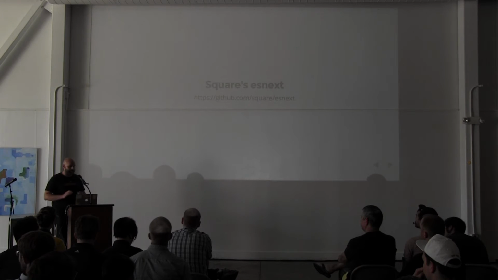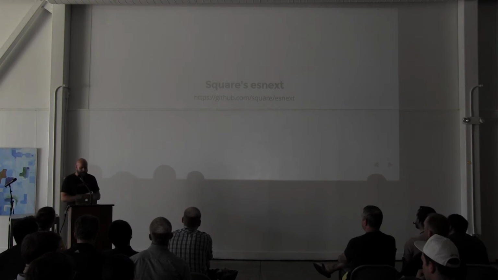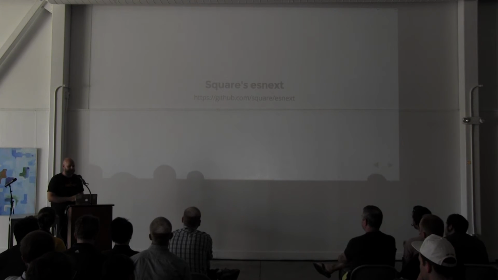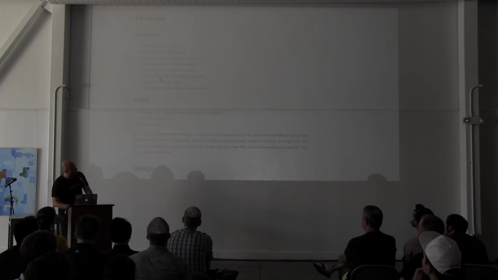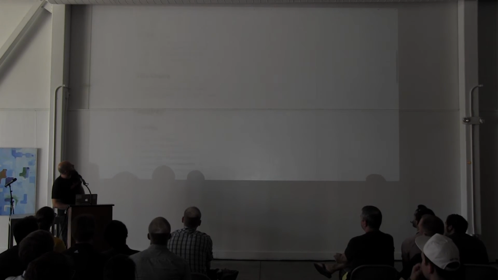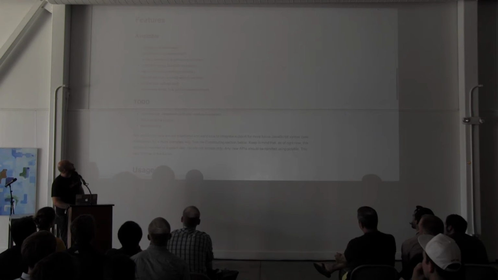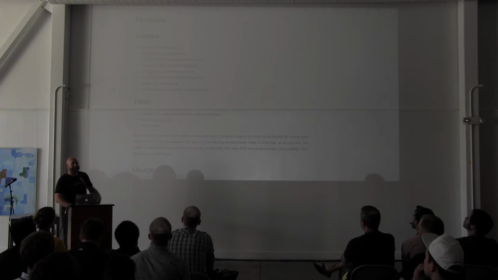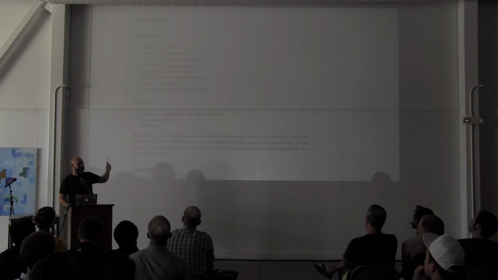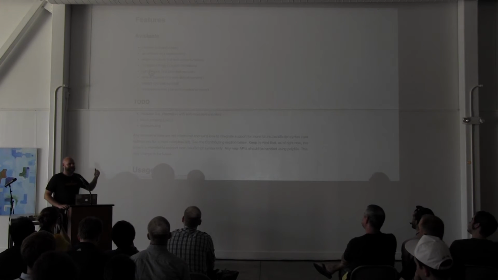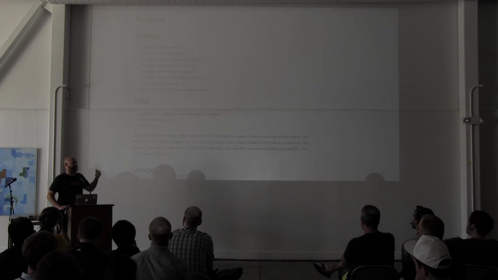But anyways, a really cool project is being worked on by our buddies at Square, and that's the ES Next project. This is the ES Next repo on GitHub. It's just an NPM module that you can install. And you're going to see a very similar subset of the list that we saw on the ES6 features repo README. And that's not a coincidence.